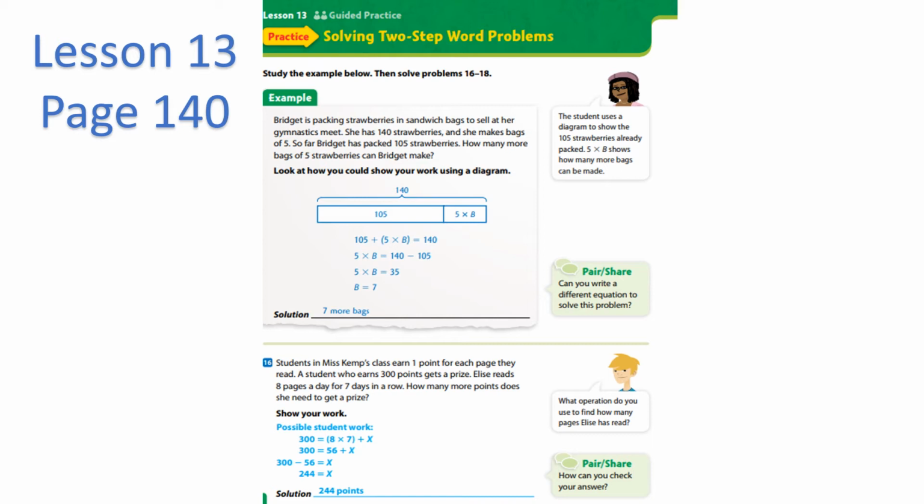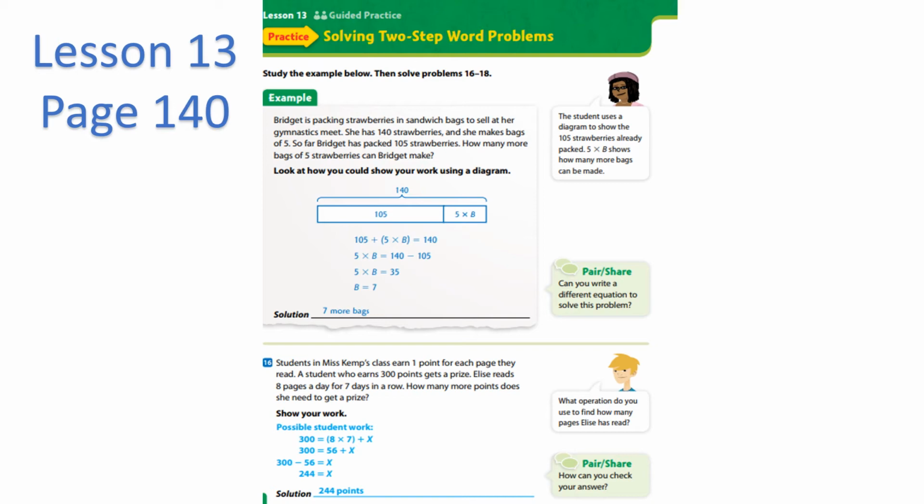So then if we solve 300 minus 56, we would come up with 244. So Elise needs to earn 244 more points to get a prize. We can also use addition to check our answer. If we took 56 plus 244, we would get that total of 300, which is the points she wants to earn.